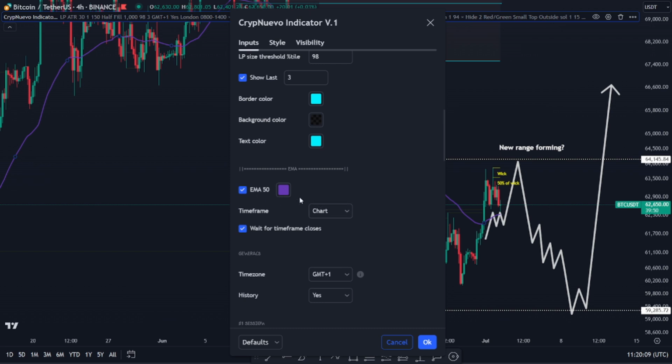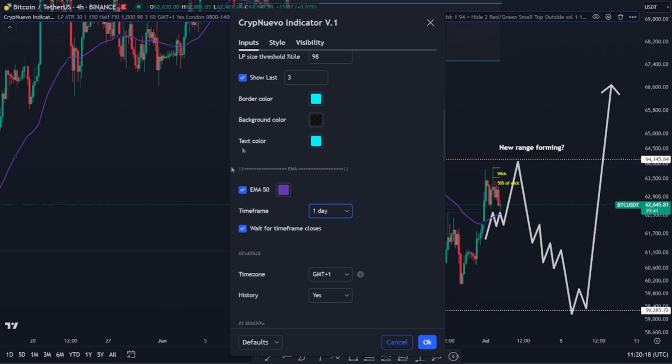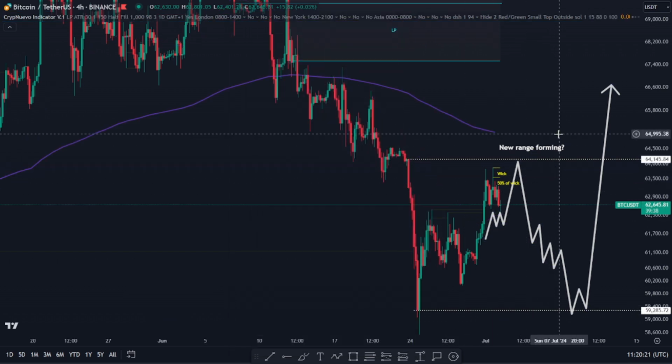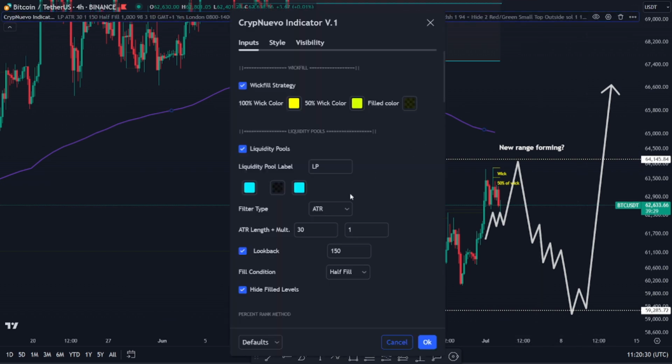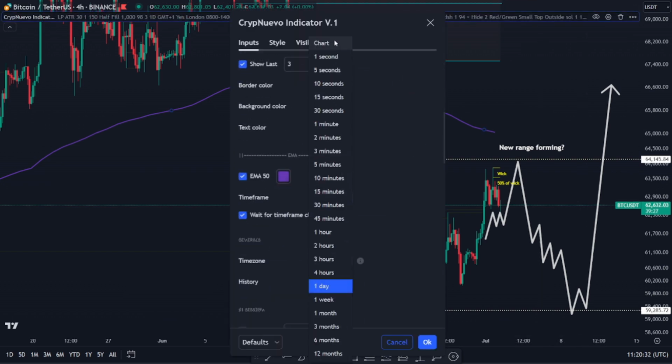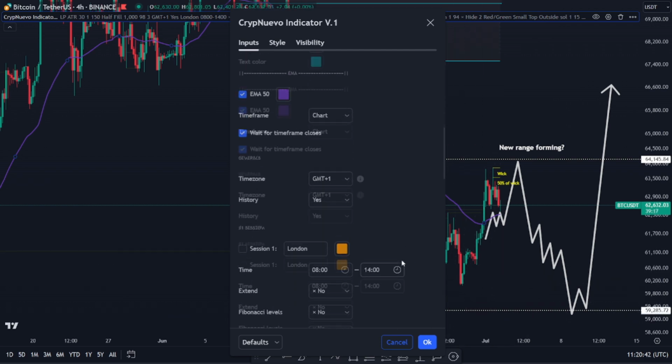Now, the 50 MA, something interesting that I like is that I have the multi-time frame setting. That means that right now we're in the 4-hour time frame, but we can, for example, set the 50 MA in the daily time frame. You can see how it changes there. You saw that. So now we have the daily 50 MA in our 4-hour time frame. Okay, let me put it back to how it was. If you set chart, then the 50 MA shows in the same time frame as you are. Okay, now it updates. I like also that it's quite fast. It doesn't take long to update things.